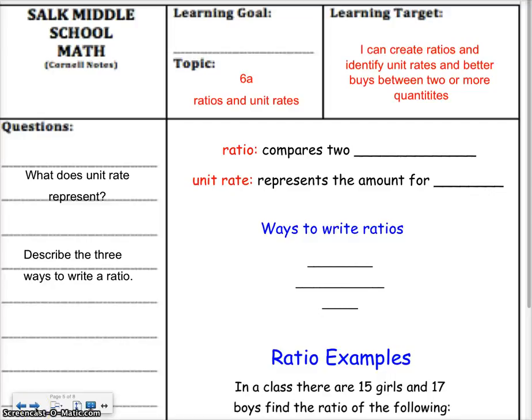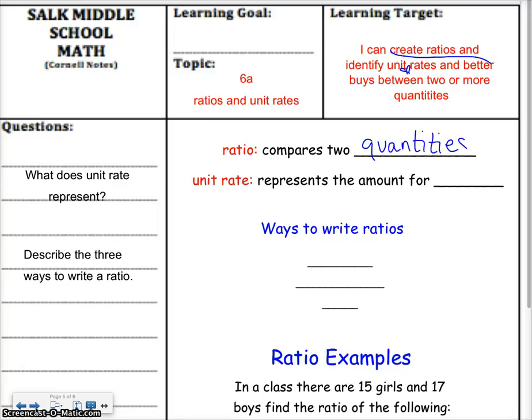Okay, our first lesson is unit rates and ratios. In your learning target, you can create ratios and identify unit rate and better buys between two or more quantities. I want you to know that a ratio compares two quantities.